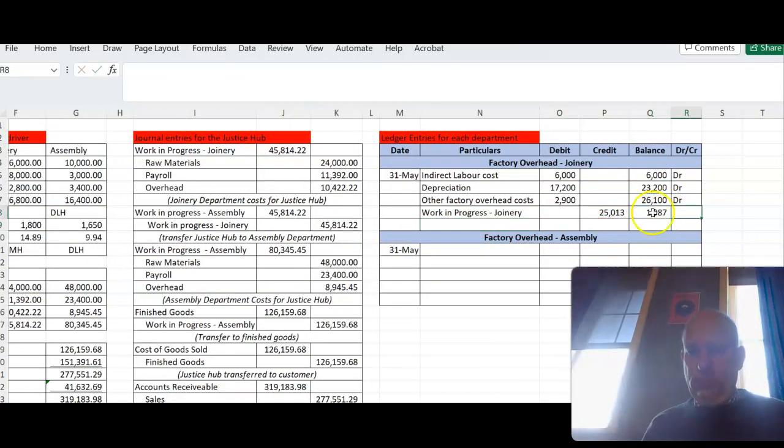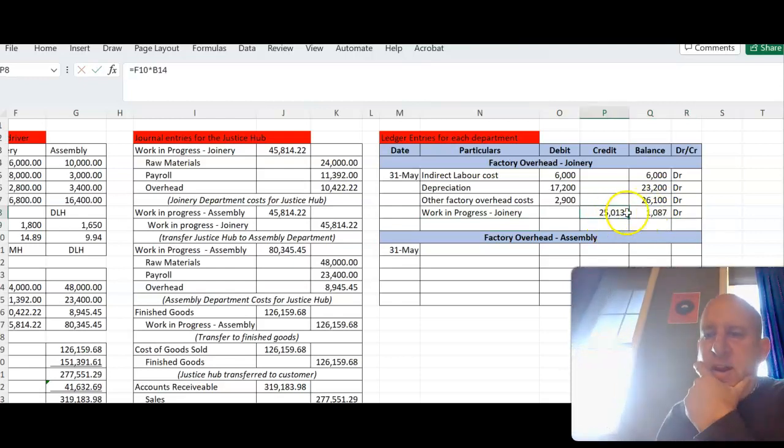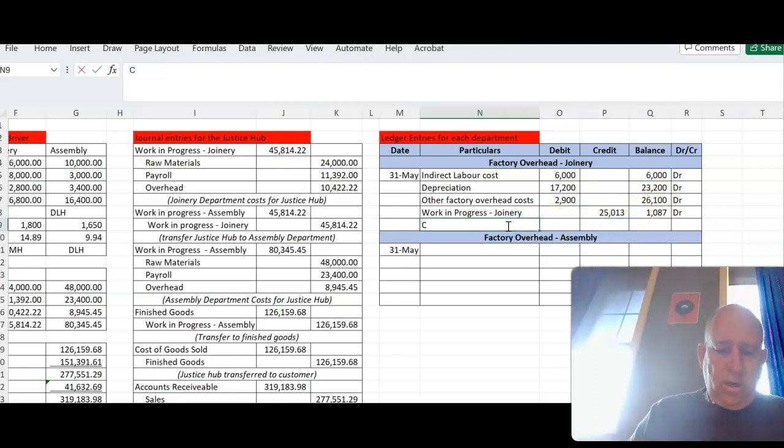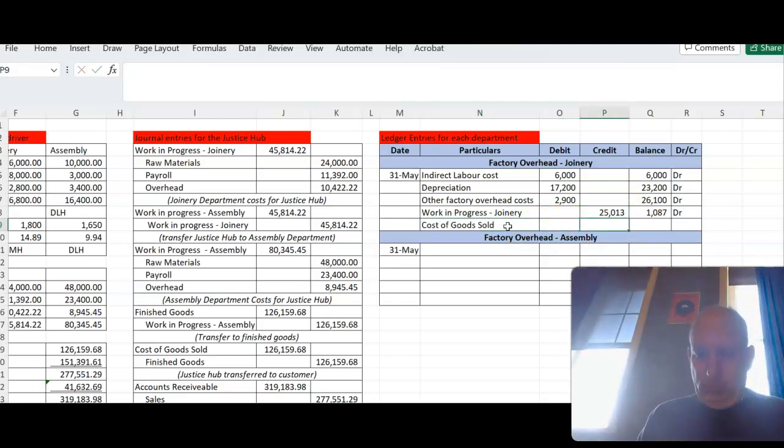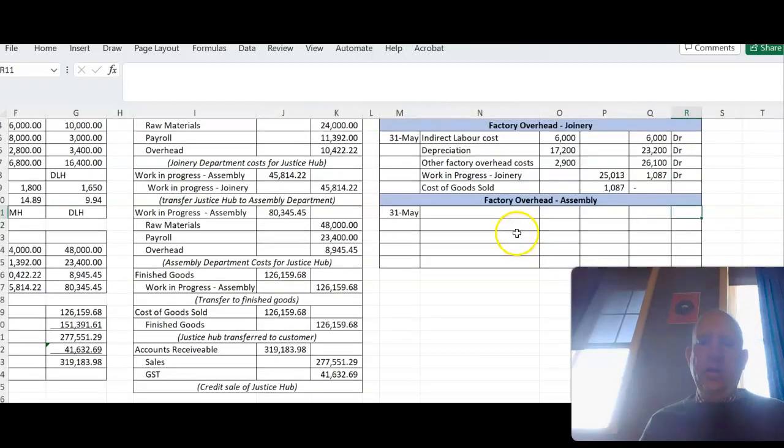So what this means is that we have a balance here, which means that we've under-applied the overheads. We had $26,000 of overhead, and we only applied $25,000 of that. And so we're just going to close that to cost of goods sold. And we finish that with 0.